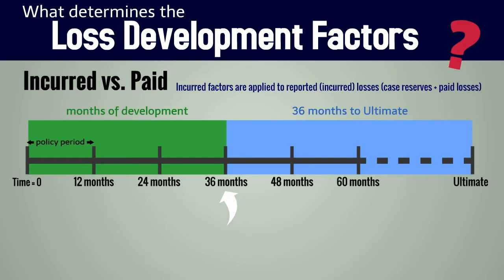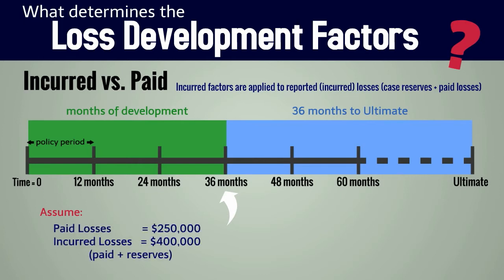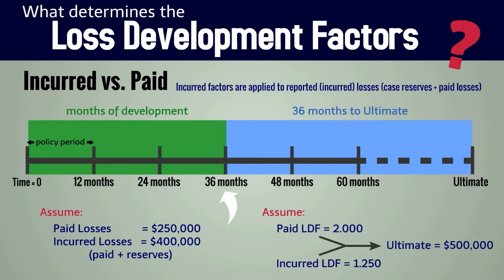As you can see in this example, at 36 months, the losses were evaluated as $250,000 paid and $400,000 incurred. As a result, after the actuary completes their analysis, the paid LDF is 2.0 and the incurred LDF is 1.25. So theoretically, whether we're using paid or incurred losses, they both develop to an ultimate loss amount of $500,000.